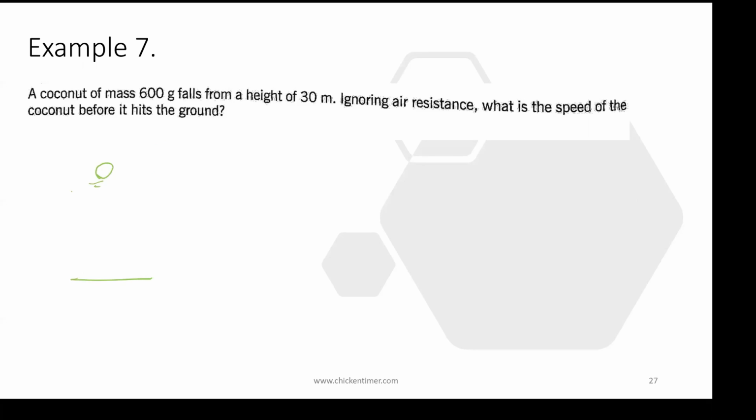So here, the mass is 600 grams. Then it falls from a height of 30 m. Then they ask you, it will drop, and then over here before it lands, what is the speed? This is a conservation of energy question.